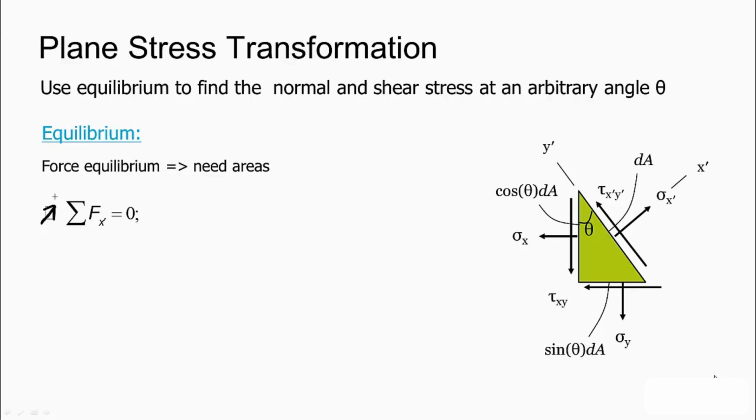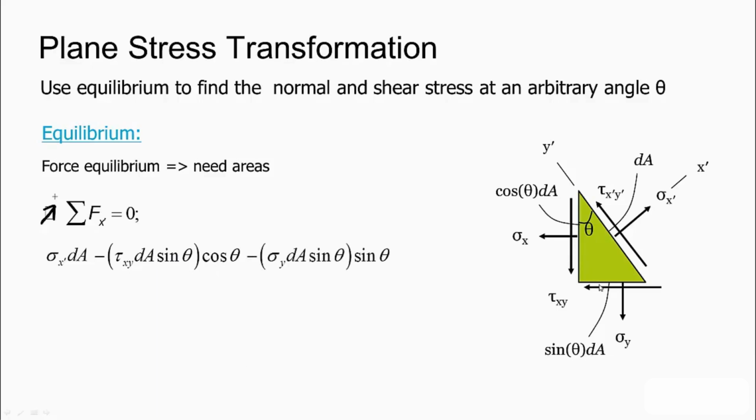All of these forces have to sum to zero. So what we'll see is we will get a resultant force due to sigma x prime acting over area dA. We will also get a component due to tau xy acting on area sine theta dA, but then it has to be transformed into the x prime coordinate direction through cos of theta.